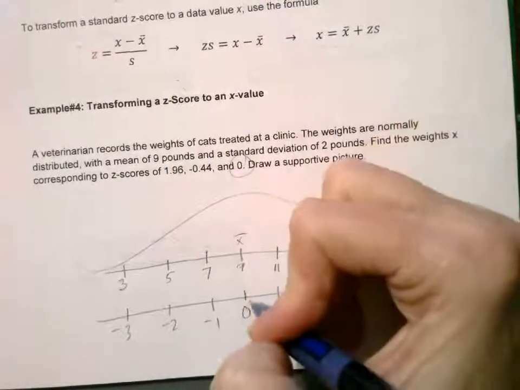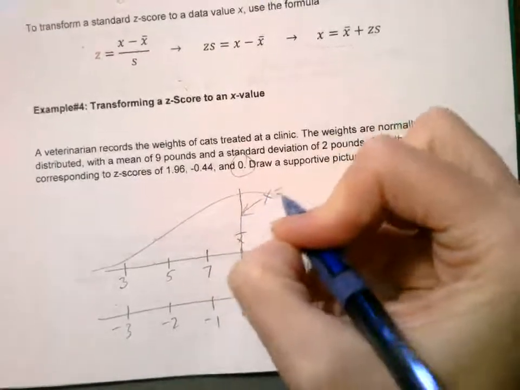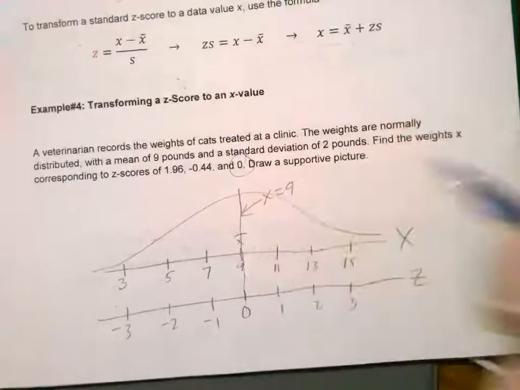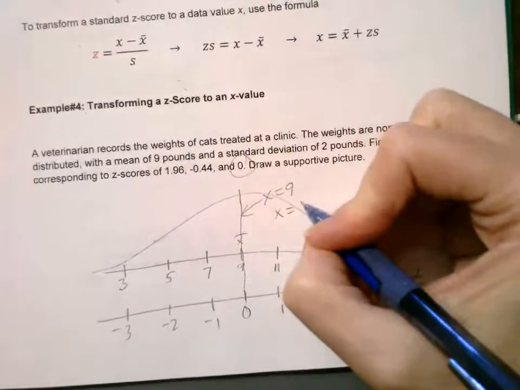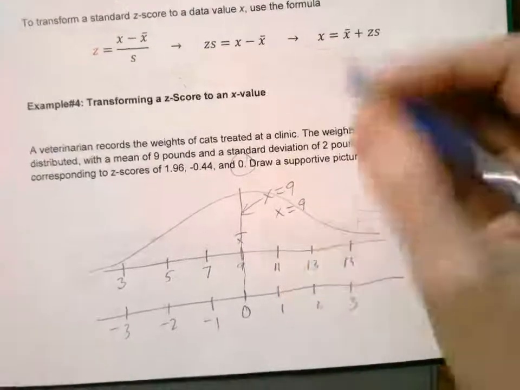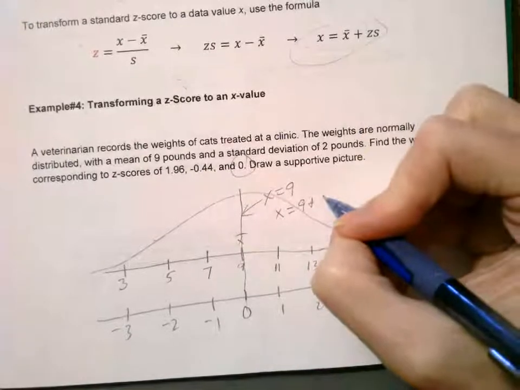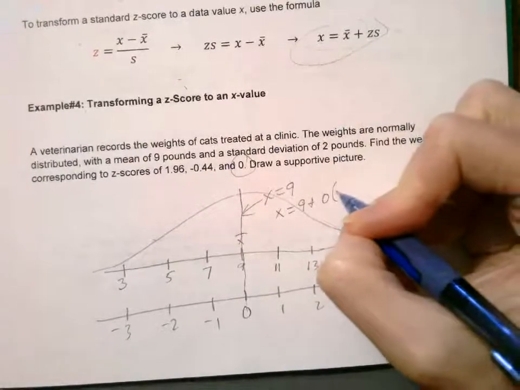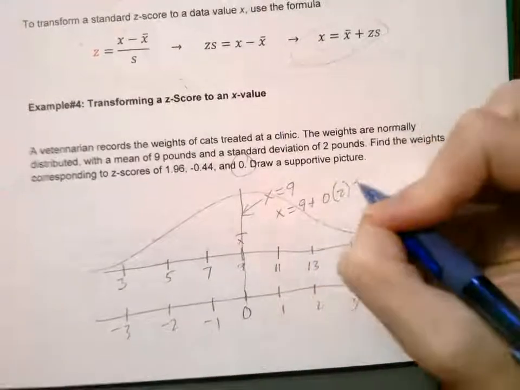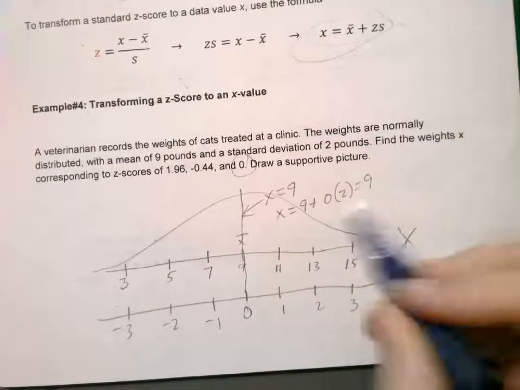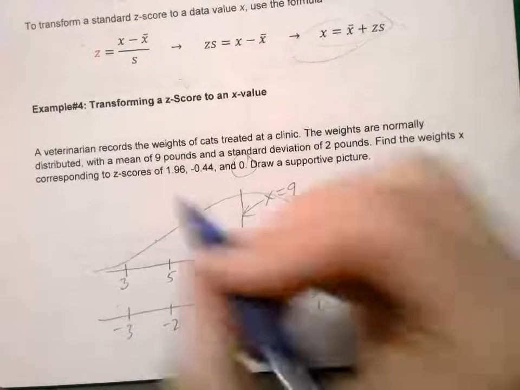So look at this one here. I have a z-score of 0. They want to know how many pounds that corresponds to. 9 is obviously the answer, but we can do the math. That'll be 9, according to this formula here, 9 plus the z-score of 0 times the standard deviation. That's going to give you your 9, because that's 0, right? 0 plus 9 is 9. So let's find these other ones.